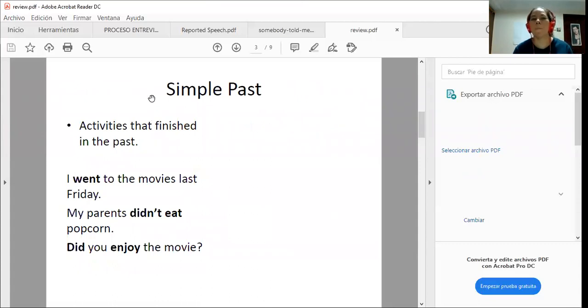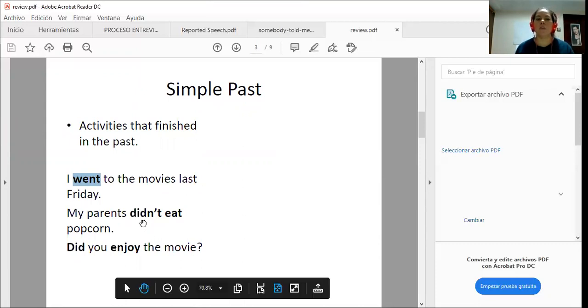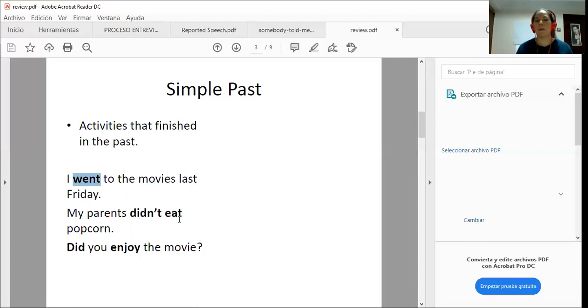The next structure, simple past. We use it for activities that happened, that started in the past and finished in the past. Believe it or not, this structure is very, very easy. Why? Because you only have to focus on what? On the verbs in past. You're going to use the same verb for all the pronouns: I, you, we, they, he, she, it. And if you want to say a negative sentence, you use what? Didn't and the verb in base form.